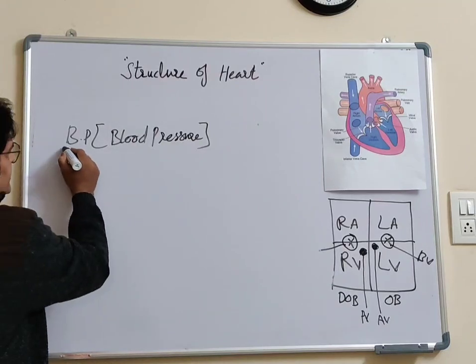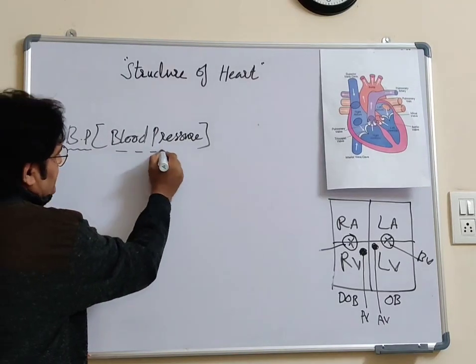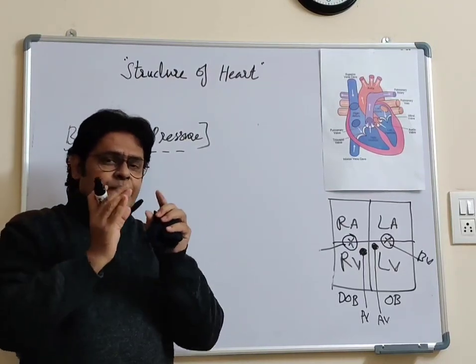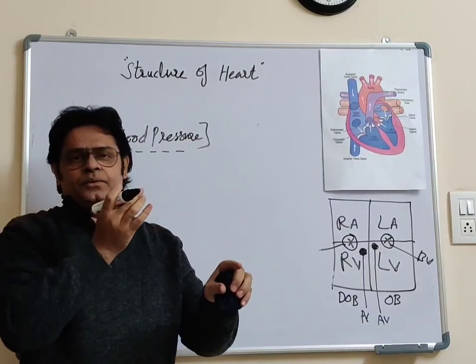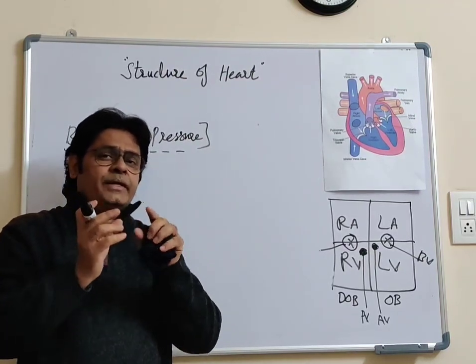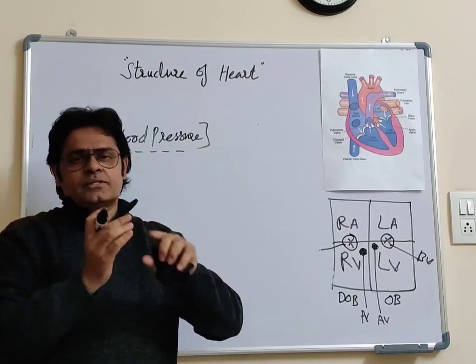What does blood pressure mean? The pressure with which the blood moves in the arteries is called blood pressure. Blood pressure means the pressure through which the blood is moving in the blood vessels. That is called blood pressure.